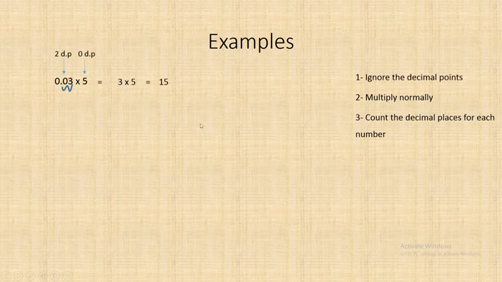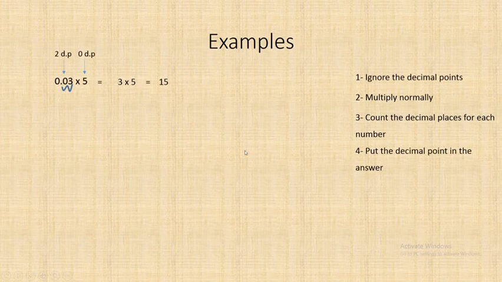So I count the decimal places. So put the decimal point in the answer. So I will just count 1, 2, and then put a point and 0. So the answer is going to be 0.15.